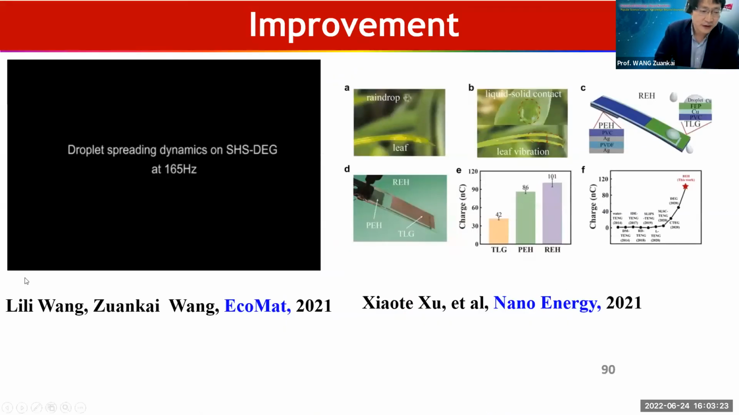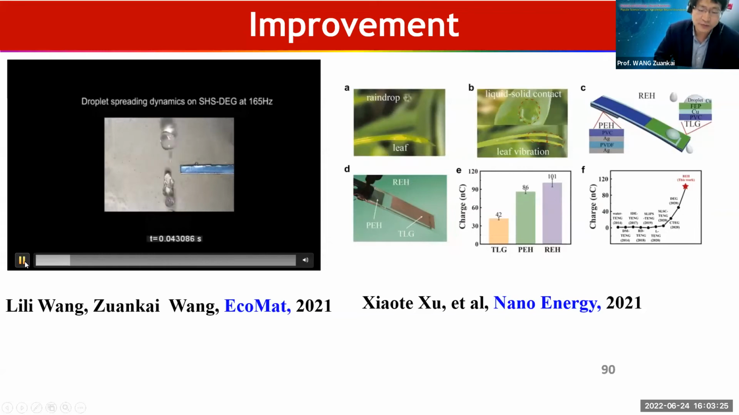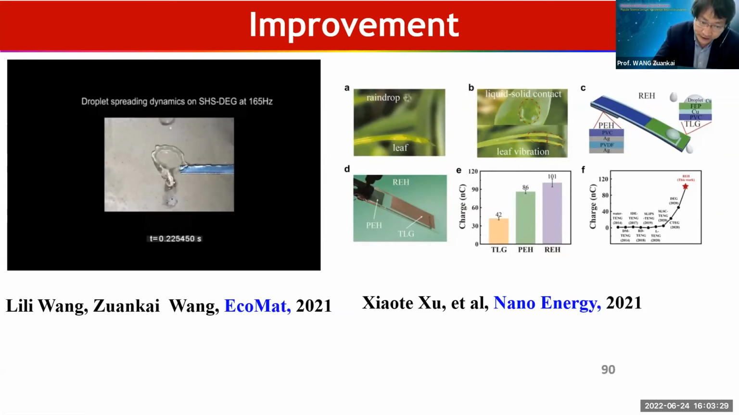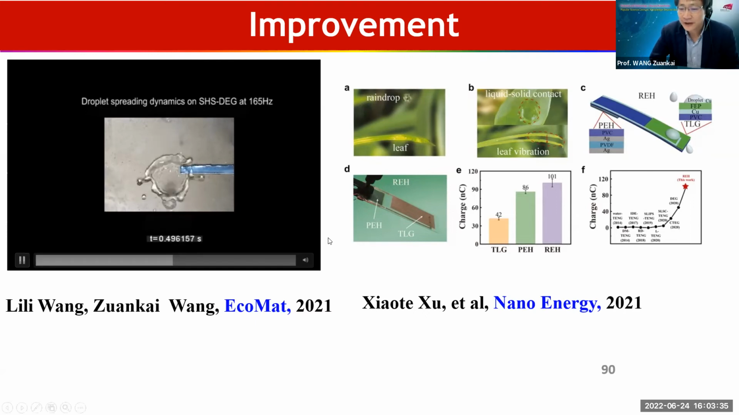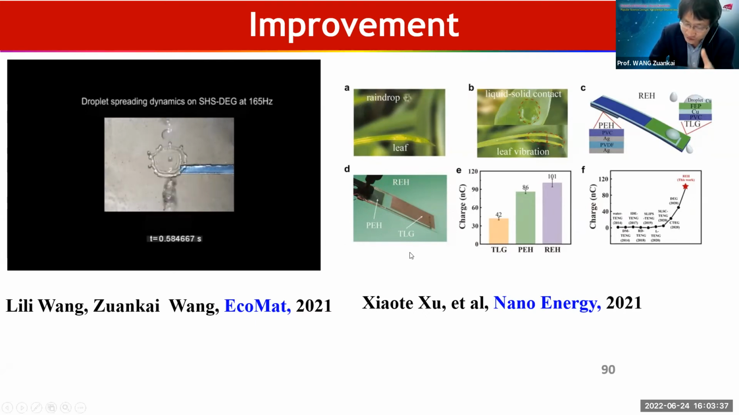So after that work, we continued to modify our design, right? We make the surface super hydrophobic. This way, the water can jump from the surface quickly. And also we combine it with the piezoelectric effect. Previously we used the triboelectric effect, but by combining the triboelectric and the piezoelectric, we can further enhance the energy generation efficiency.